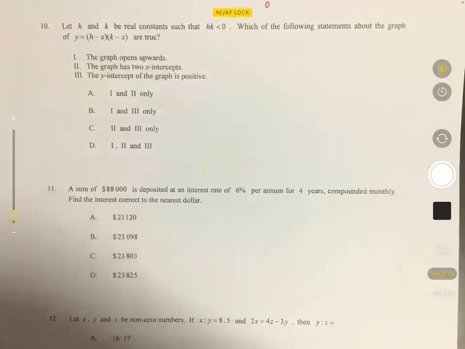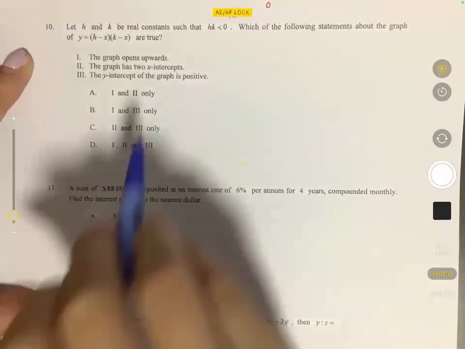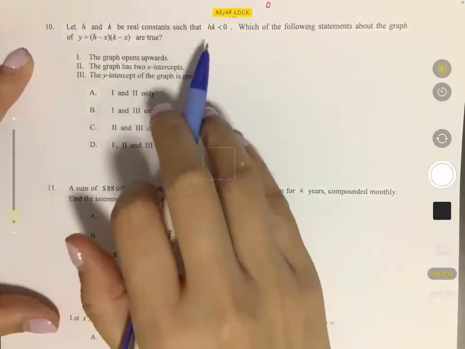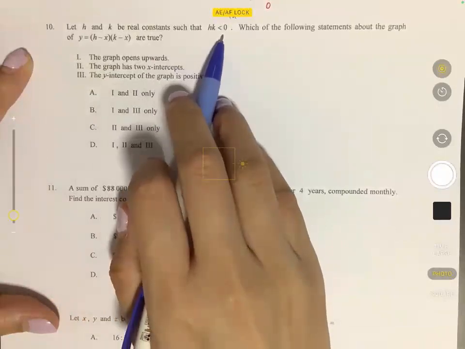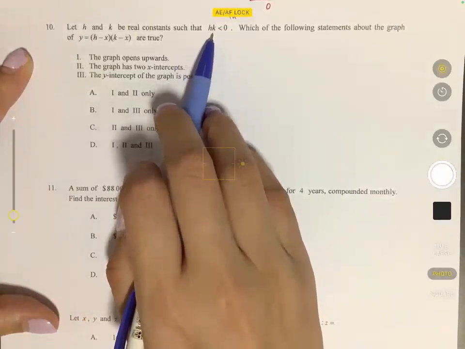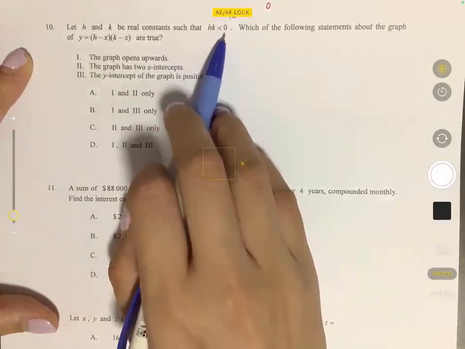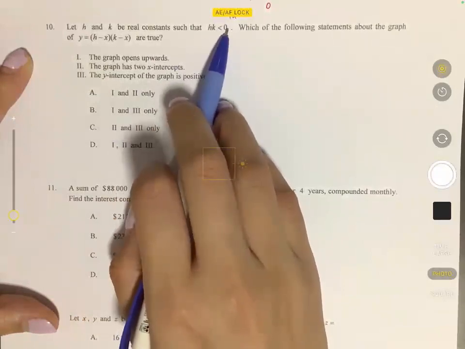Now for question 10, h and k are constants such that h times k is less than 0. So if the product of two things is less than 0, what will be the sign for h and k? Can we have positive and positive? Of course not, because the answer is less than 0. That means the answer is negative.